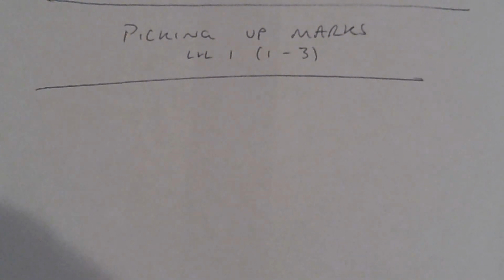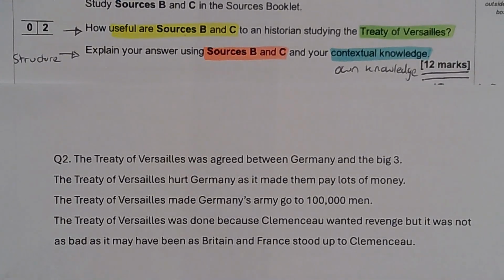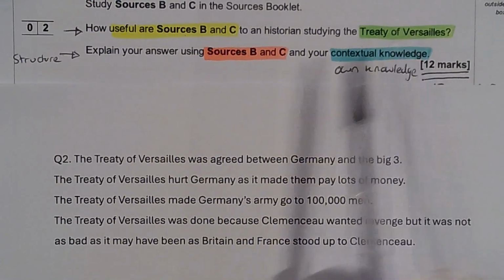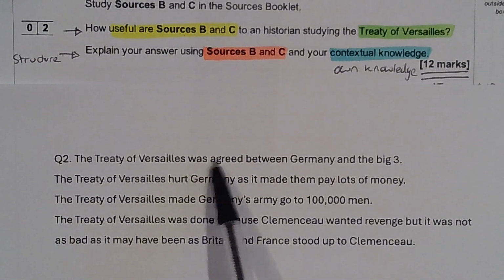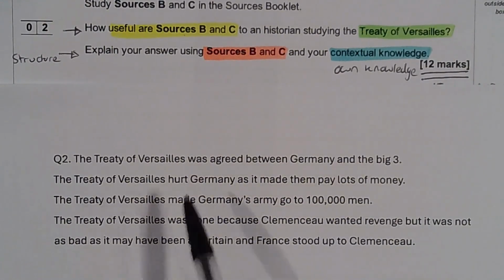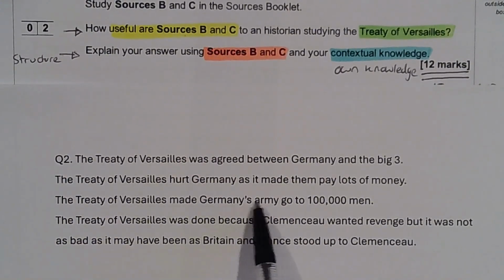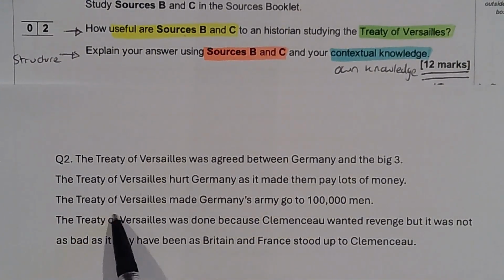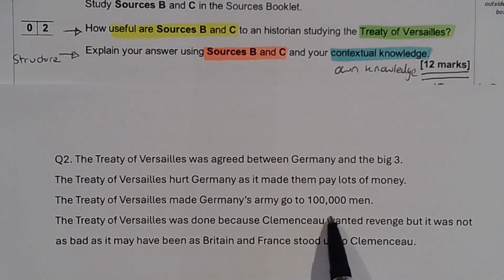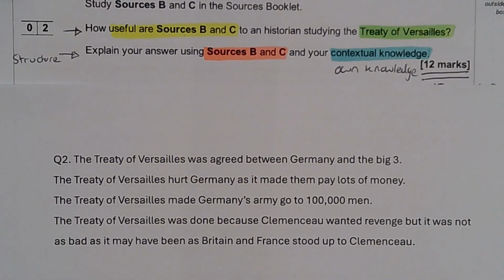But if you are struggling, the first thing you need to do is just tell me what you know about the question. So to get marks on the board, to get those 3-4 marks, you need to tell me what you know about the Treaty of Versailles. So I've said the Treaty of Versailles was agreed between Germany and the Big Three. The Treaty of Versailles hurt Germany as it made them pay lots of money. The Treaty of Versailles made Germany's army go to 100,000 men. The Treaty of Versailles was done because Clemenceau wanted revenge, but it was not as bad as it may have been as Britain and France stood up to Clemenceau.